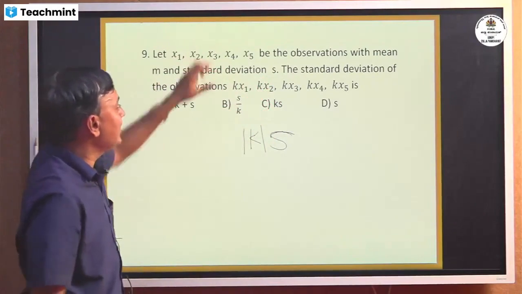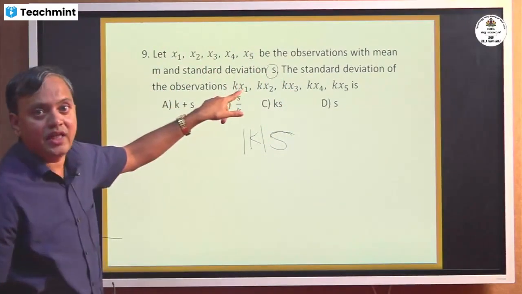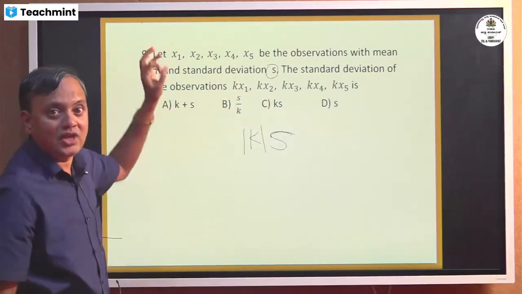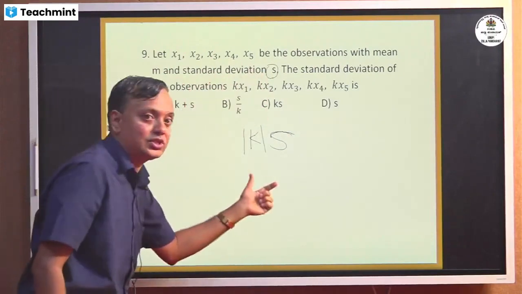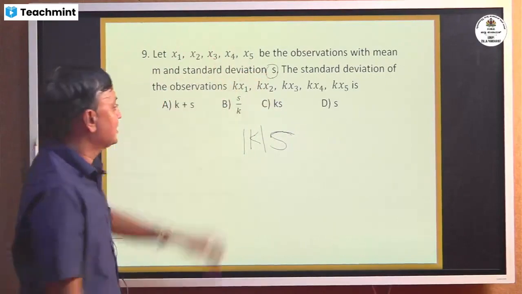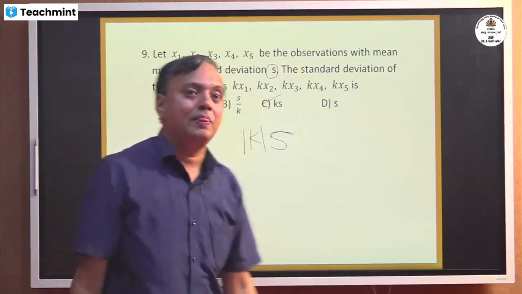Here the original standard deviation is s. The second one is obtained by multiplying the observations by k, so the standard deviation is also multiplied by the positive constant, modulus of k, into the standard deviation. Yes, so the answer is the ninth one, answer is C.